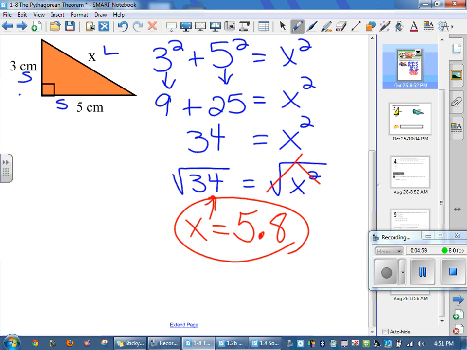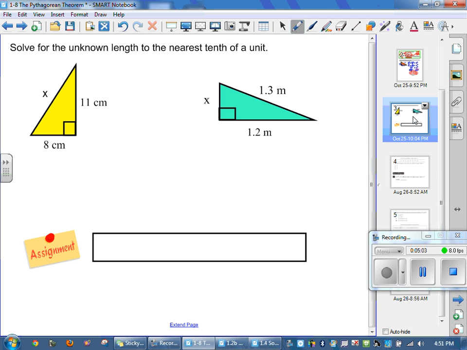Let's look at a couple more examples. On my next example, on the left-hand side, the yellow triangle, again, which kind of side am I solving for? I need to find my long side. So since I'm finding my long side, I'm going to take my other sides and add them. So I'm going to get 11 squared, I can't add them until I square them though, plus 8 squared. And that's going to give me my x squared.